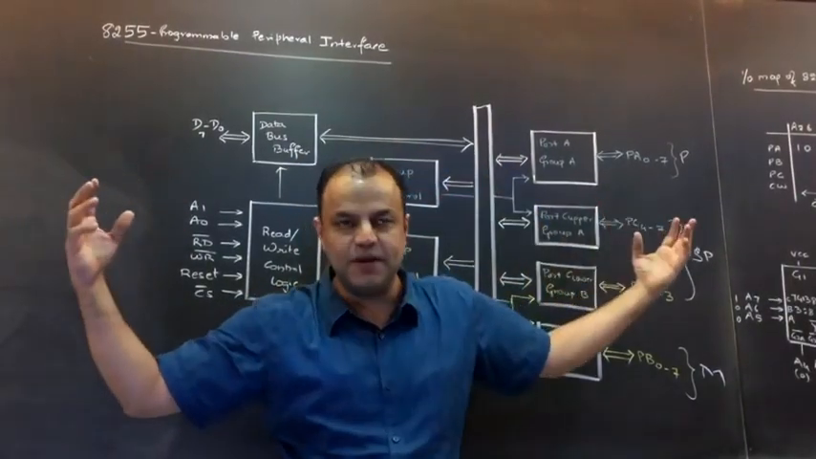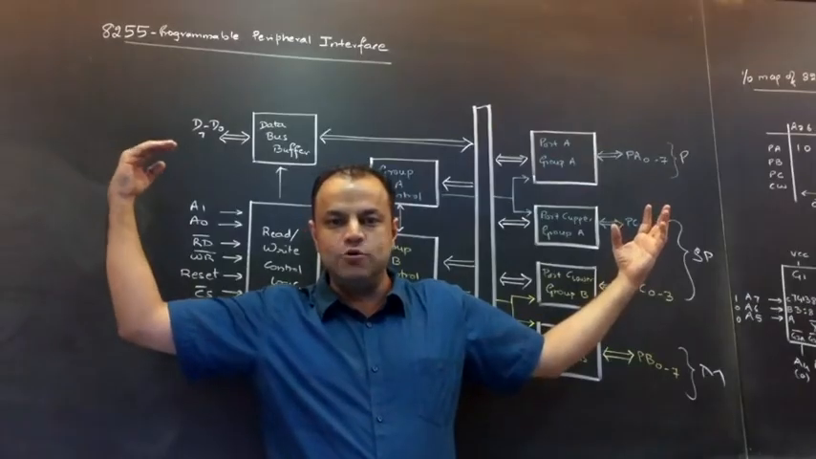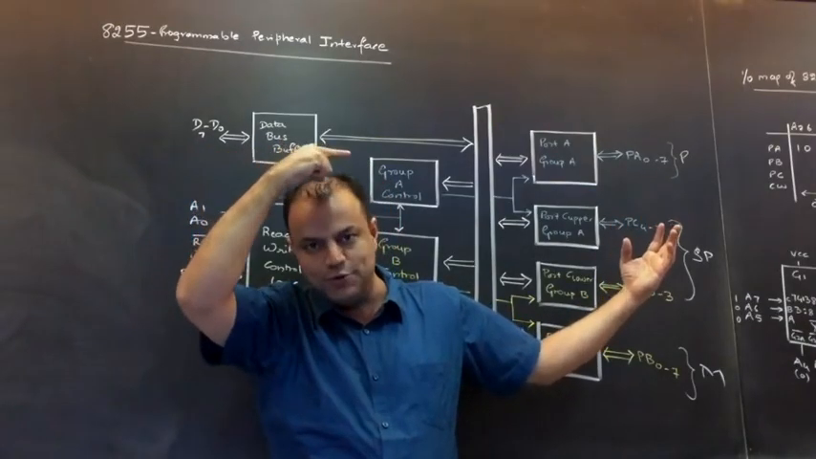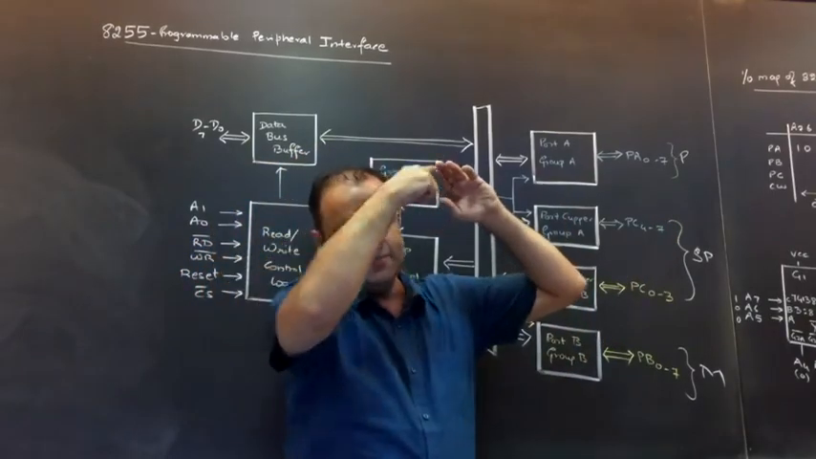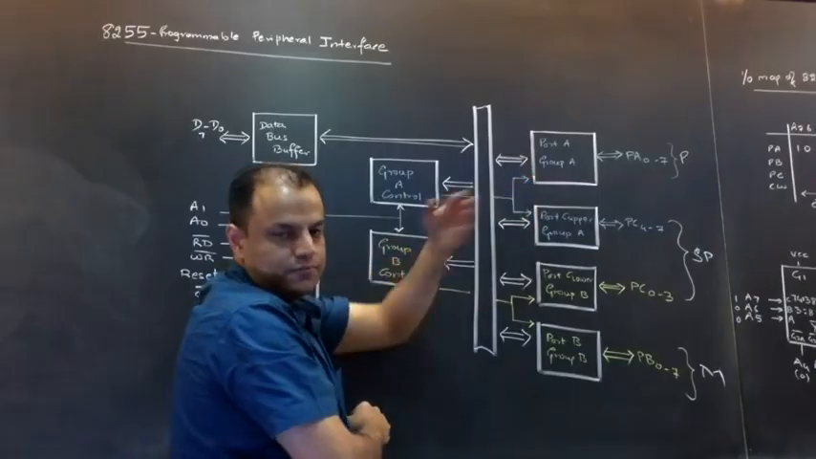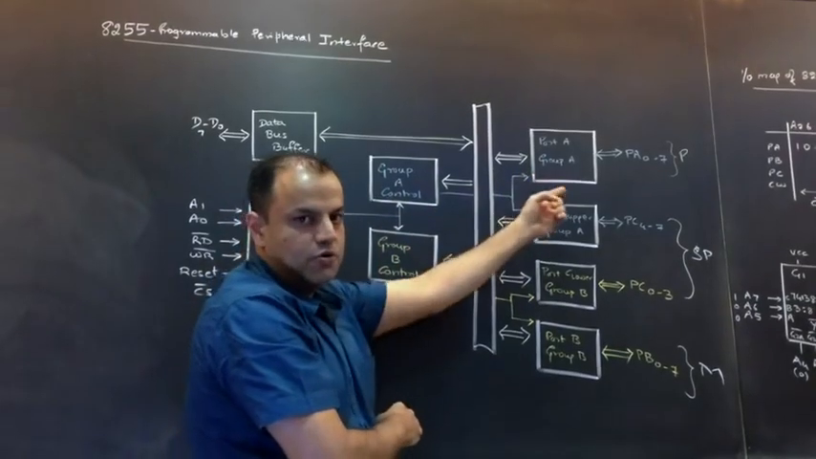You want to print something. MUPI will send data to 8255. That data will enter 8255 through the data bus. Are you clear? Once it comes inside, should it go out on all ports or one port? You tell me. Of course, it should go out on one port.